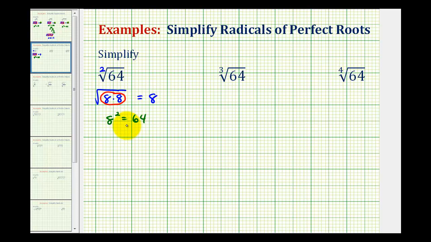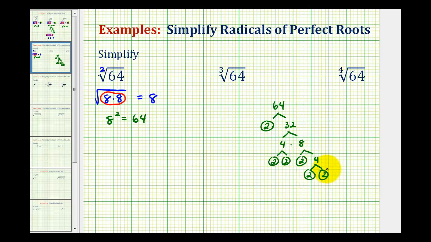But I also want to go over a more general way to simplify radicals. Writing out the prime factorization of the radicand can be very helpful when simplifying radicals. So let's go ahead and write out the prime factorization of 64 by making a prime factorization tree. So 64 is equal to 2 times 32, where 2 is prime. 32 can be written as 4 times 8. 4 can be written as 2 times 2, both prime. 8 is equal to 2 times 4, 2 is prime, and 4 is equal to 2 times 2, both prime.